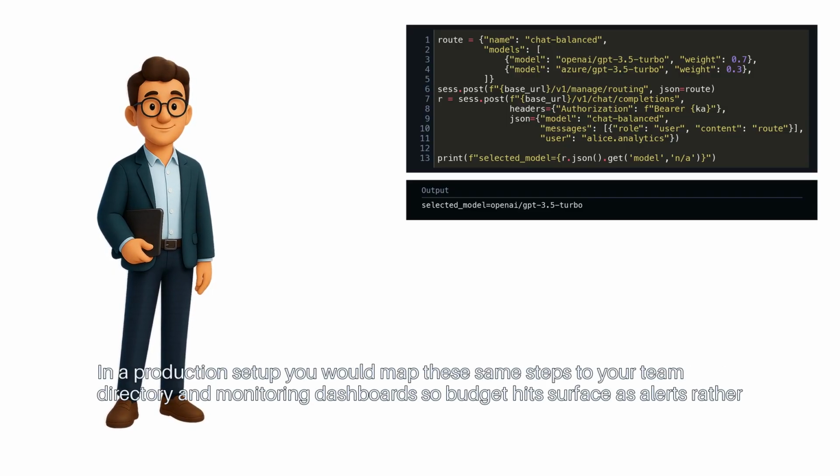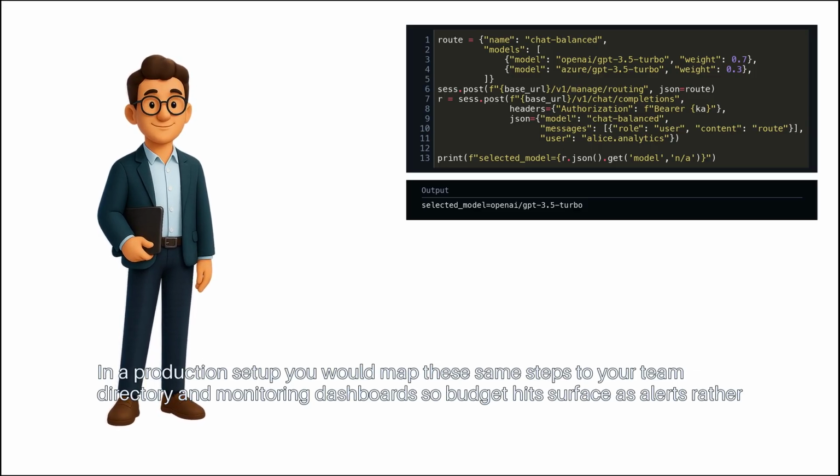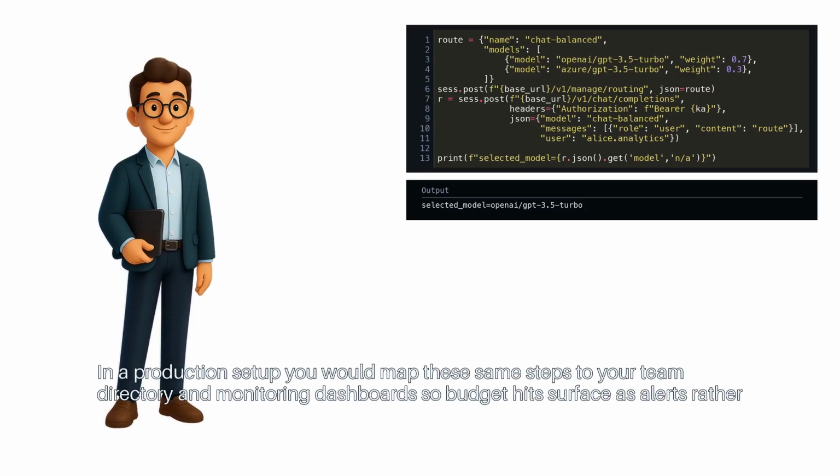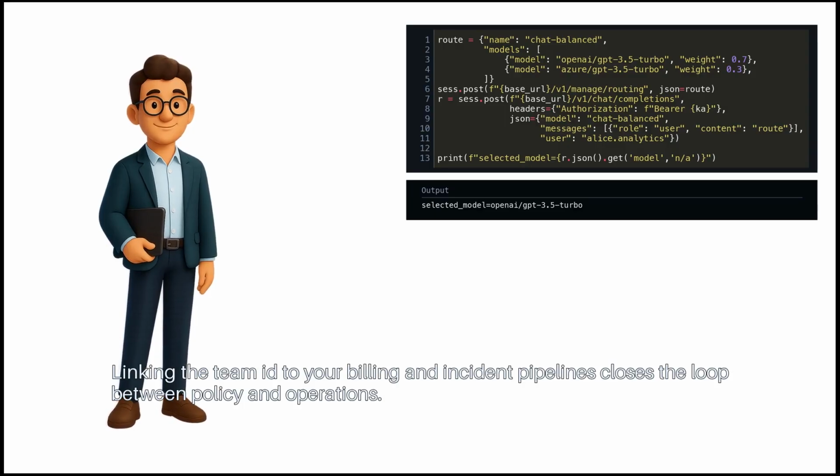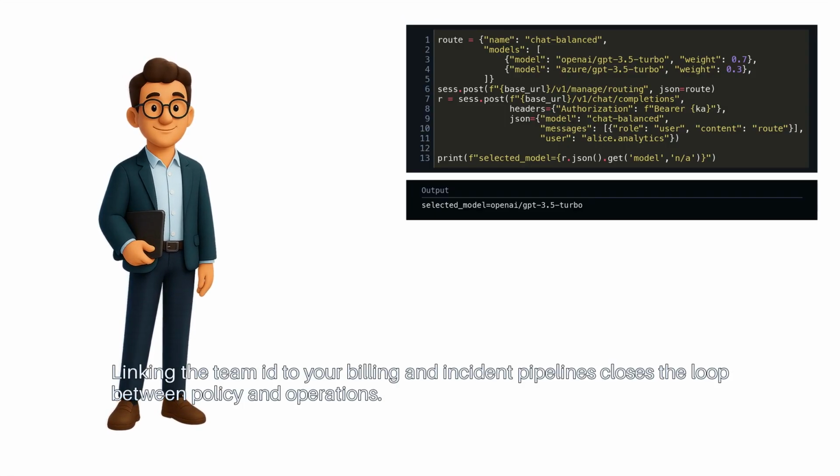In a production setup, you would map these same steps to your team directory and monitoring dashboards, so budget hits surface as alerts rather than surprises. Linking the team ID to your billing and incident pipelines closes the loop between policy and operations.